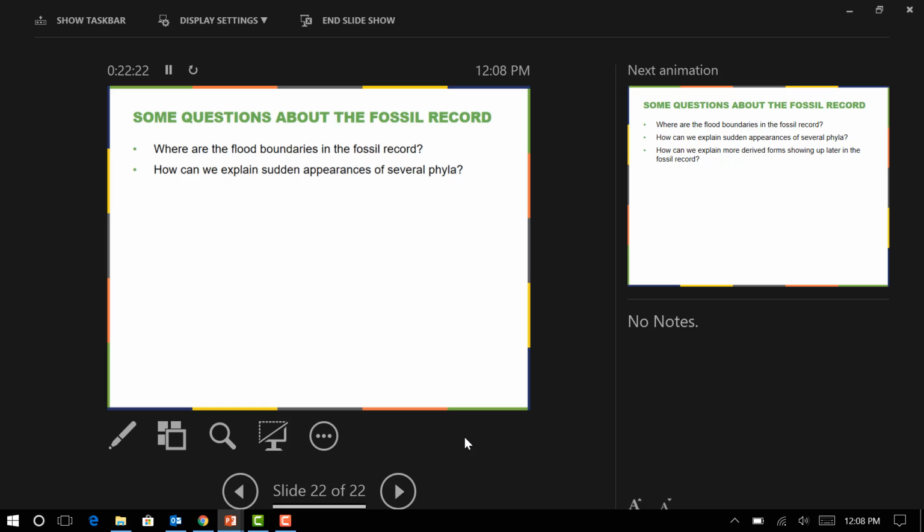So the first question, how can we explain the sudden appearances of several phyla? Okay, the sudden appearances of several phyla. So it doesn't just happen at one point in the fossil record, but it happens at several points in the fossil record. And as you're addressing these questions, it would be helpful if you came up with some thoughts about how do we explain that from this idea of a flood idea of the fossil record, but also how would you explain it as there is no global catastrophe, but instead what you're representing is a roughly stable account of Earth history.